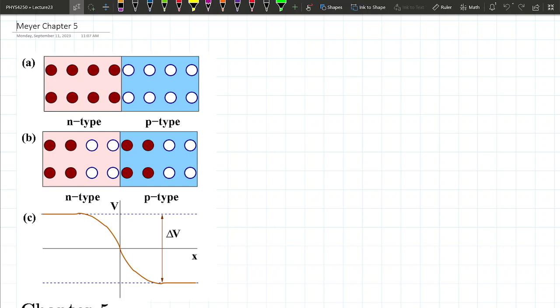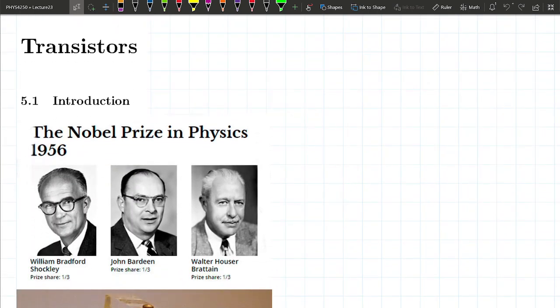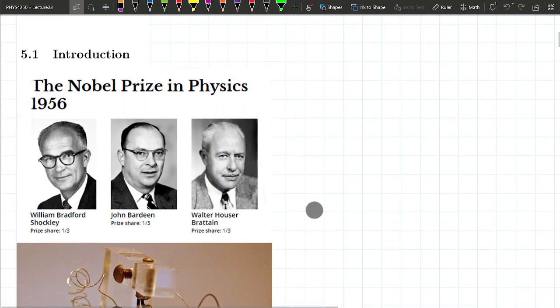So now that we sandwich two semiconductors together, what would you think the next iteration of this type of device is going to be? How many semiconductors are we going to sandwich together? Three, okay? And this is the invention of the transistor. And if you did this in 1956, you would win the Nobel Prize just by saying that. That's the idea. You sandwich three different semiconductors together.